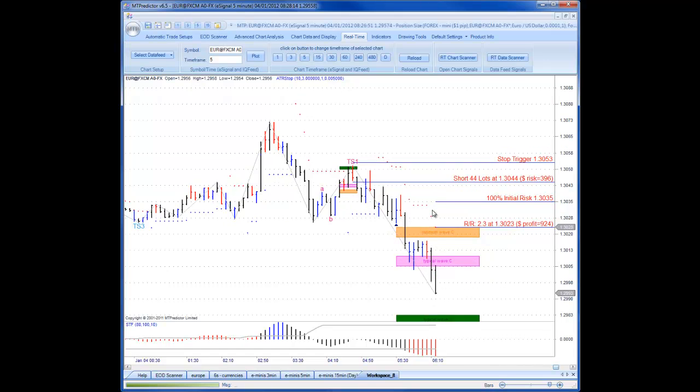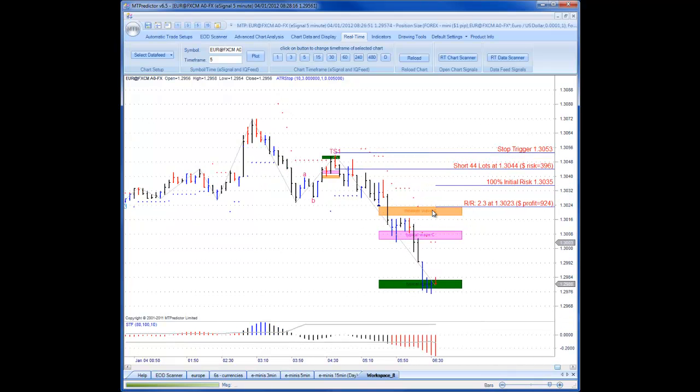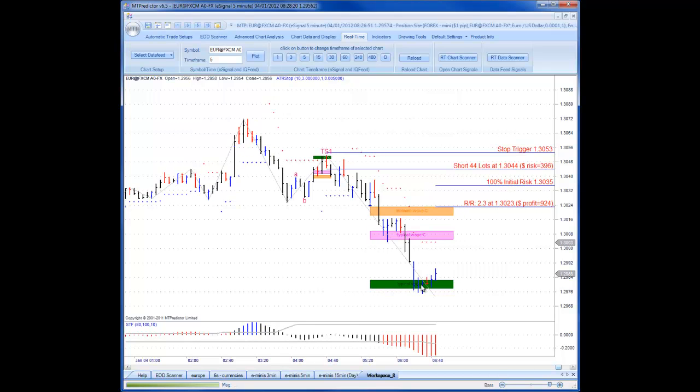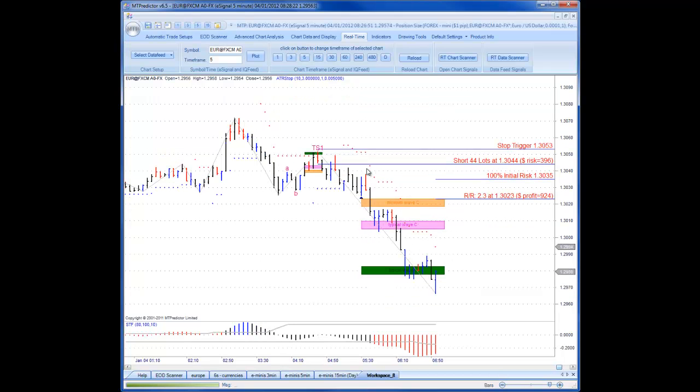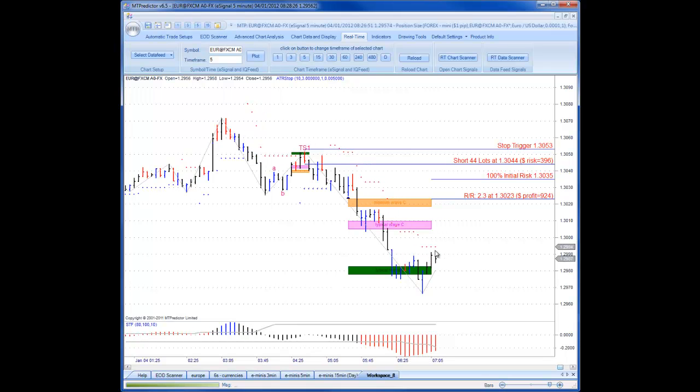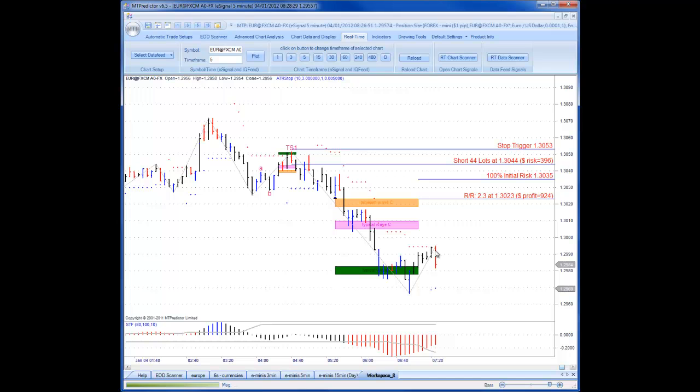The market carries on down, carries on down. I'll come to this WPT target in a minute for the advanced traders, but I just want to show you that this is the ATR stop coming down here. You can see it's trending down. The market goes up a bit, and actually would have stopped you out just at this level here.